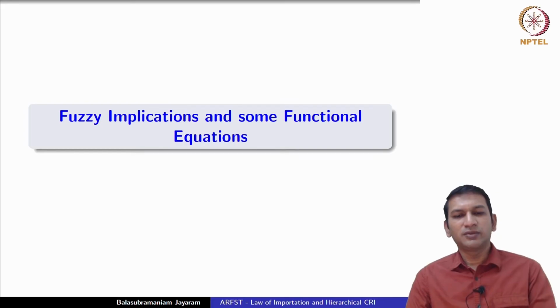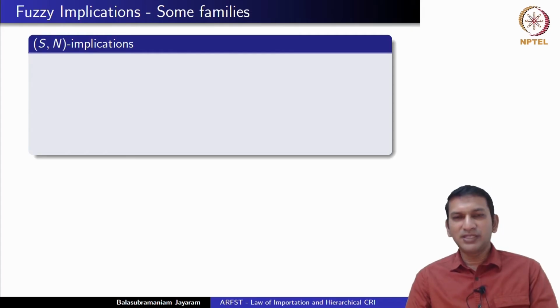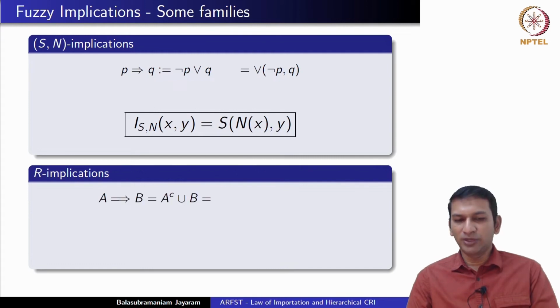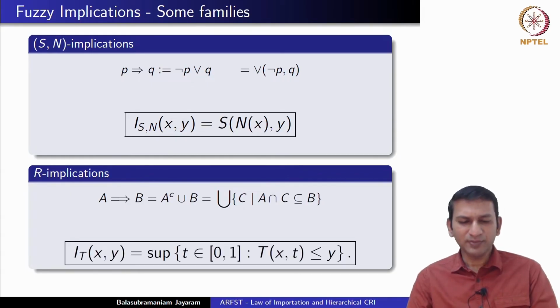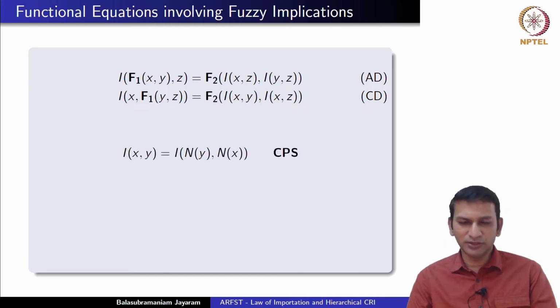Let's look at some of the functional equations involving fuzzy implications. Let's look at the basic families of fuzzy implications. The SN family, which is the SN implications. We know about the R implications, which we have discussed at length almost for more than half of this course. If you look at the functional equations, we have seen a couple of them in the previous lecture, which is the antecedent and consequent distributivity, but these are only two such. Of course, law of importation is one, but there are also many other functional equations involving fuzzy implications.